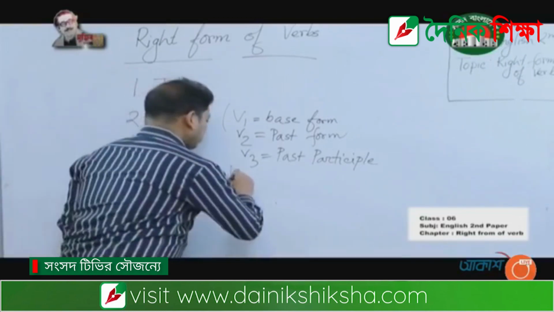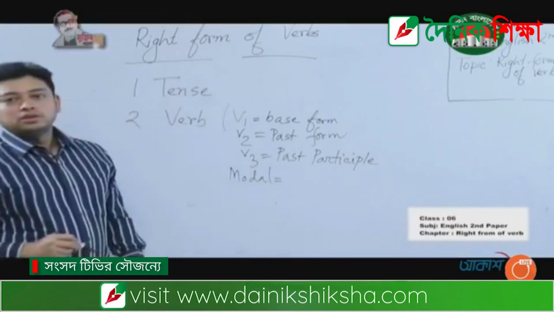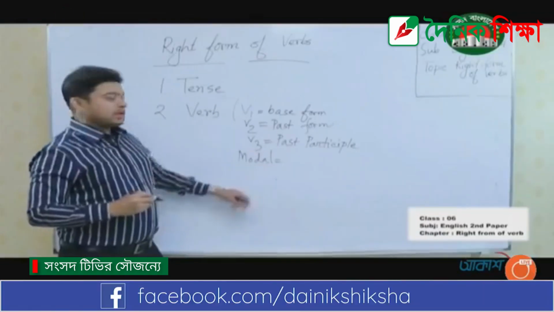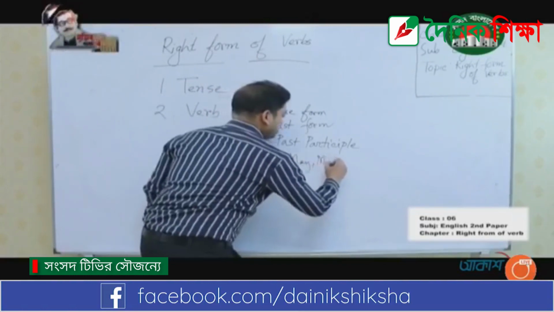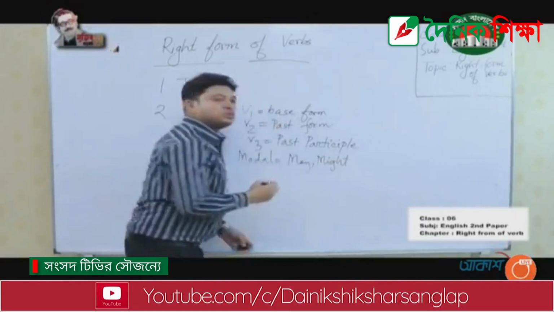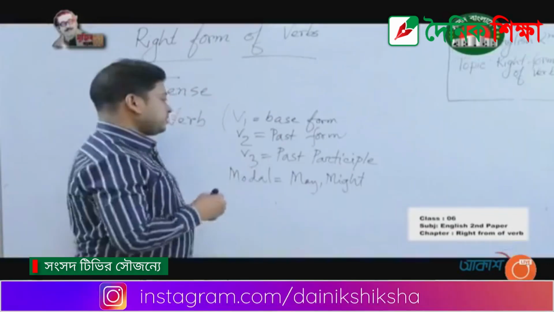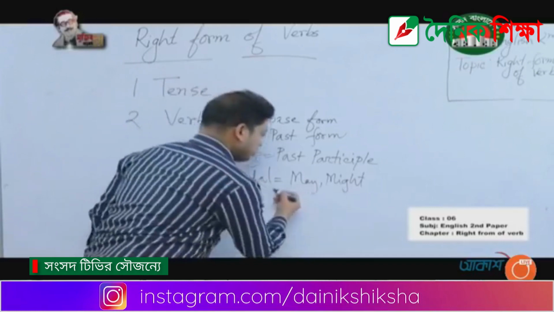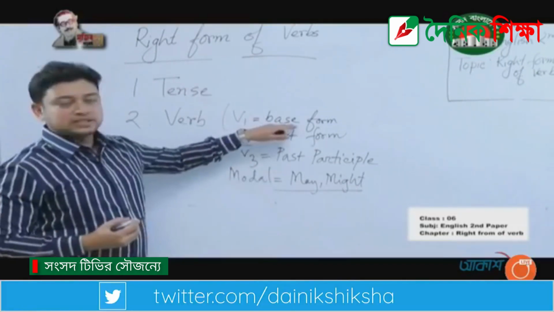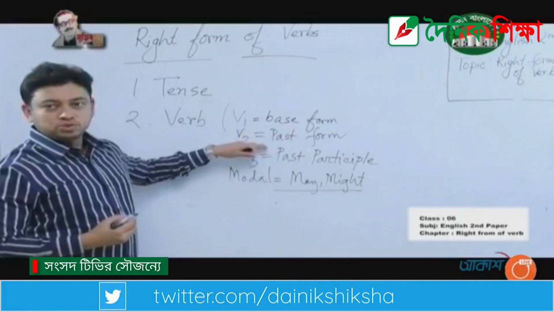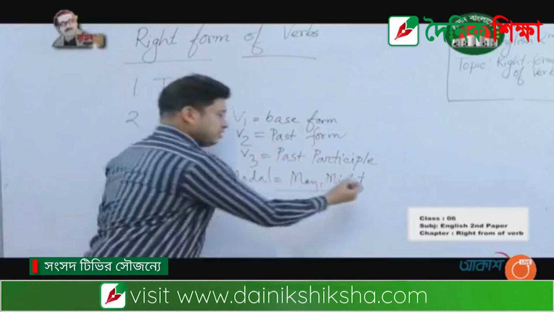Nevertheless, there are modal verbs as well. When I am talking about modal verbs, actually I am referring to modal verbs like this: may, might, would, should, can, could, used to, etc. So when I am talking about modal verbs, that means I am talking about this. When I am referring to V1, that is the base form of the verb. When I am referring to V2, that is the past form of the verb. And V3 is the past participle form of the verb.